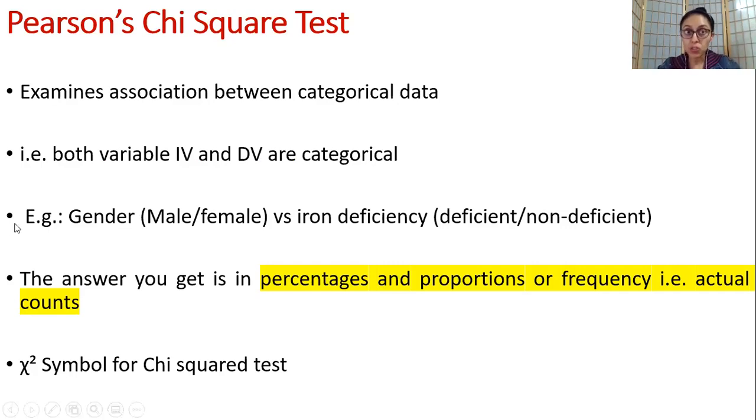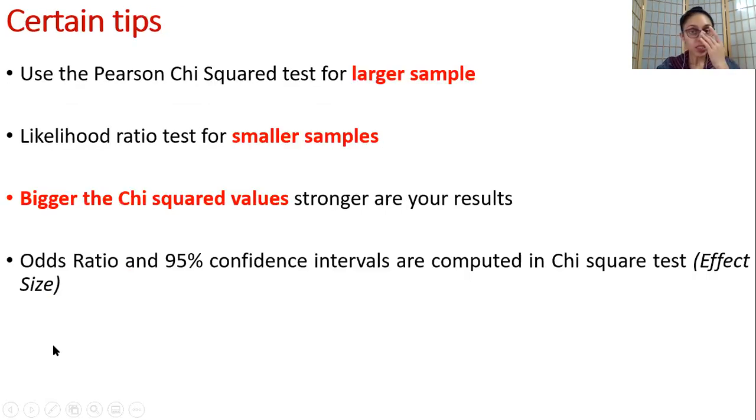So the answers which you get out of Pearson's chi-square test are actual numbers. These are not averages, is what I want to say. In the t-test we had averages and we were doing statistics on average or mean values. Over here you do statistics on actual counts. And the symbol for chi-square test is this one. You have an x raised to 2, so it's chi. So that is the chi-square test symbol. Pearson's chi-square test will make more sense when I show you the SPSS output.